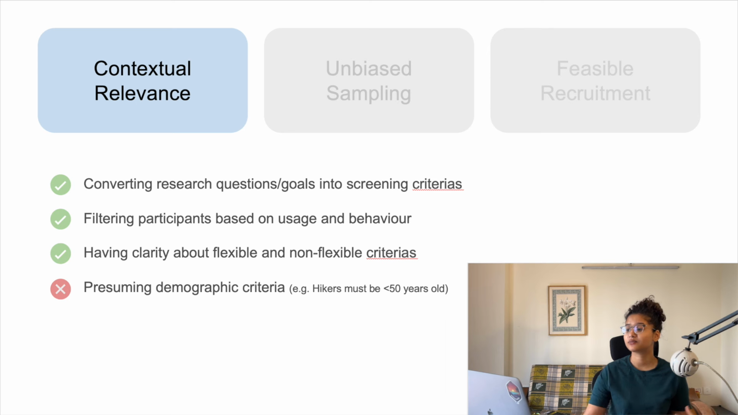Another point is presuming demographic criteria. For example, hikers must only be younger than 50, right? A quick tip is to make sure that you don't assume that only a certain type of demographics fits into a certain behavior or usage pattern. It's not necessary that a person from a tier 2 city would not behave in the same way as a city dweller does, or vice versa. People are not statistical averages, but there is a lot of value in understanding the quote-unquote one-of-a-kind user, right? So don't make assumptions about what a Cred user would look like.